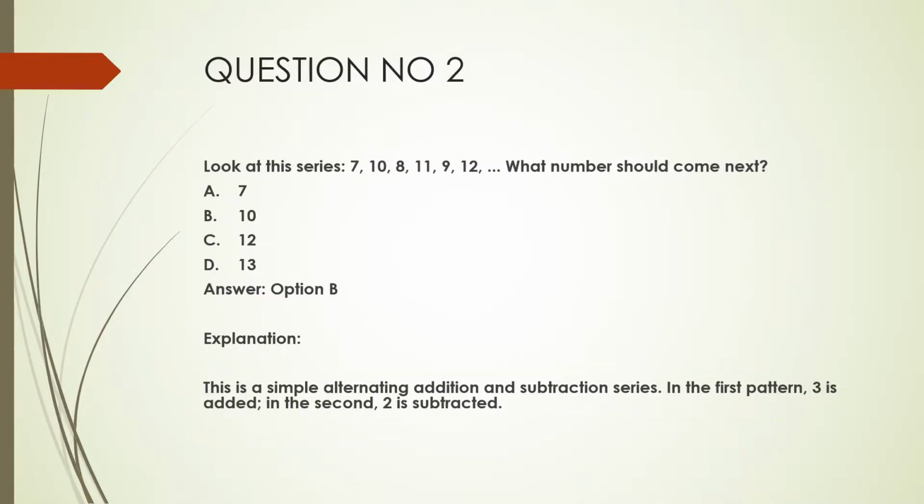Next question. Series is 7, 10, 8, 11, 9, 12. This is a simple question where 7 continues to 8, then 9, and the next number will be 10. The sequence follows alternately, and it continues by just adding 1.